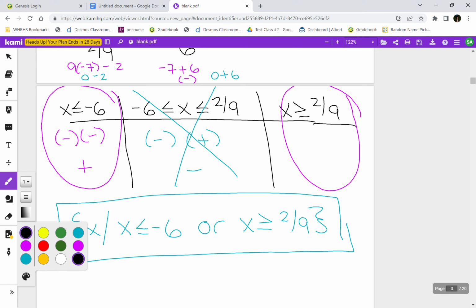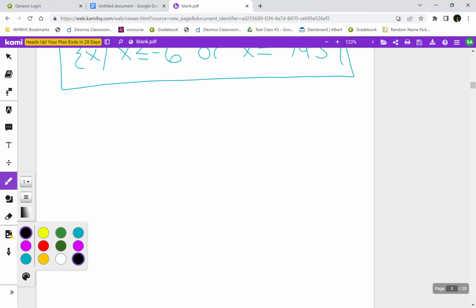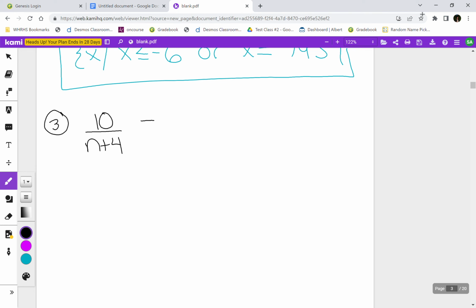All right, let's step it up a little bit. So we have 10 over n plus 4 minus 1 over n is less than or equal to 1. Are we going to need to check for extraneous solutions? Yeah. Okay, but first we're just going to go about this how we normally would.